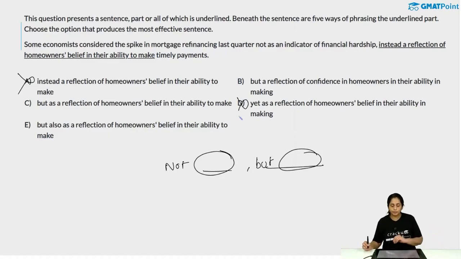So let us take a look at option B. But a reflection of confidence in homeowners in their ability in making. Firstly, it is the homeowners' belief that they can meet the timely payments. It's not confidence in the homeowners in their ability. It's not somebody else's confidence. B changes the meaning and it also has an awkward construction as such. So because of that, I can eliminate option B.